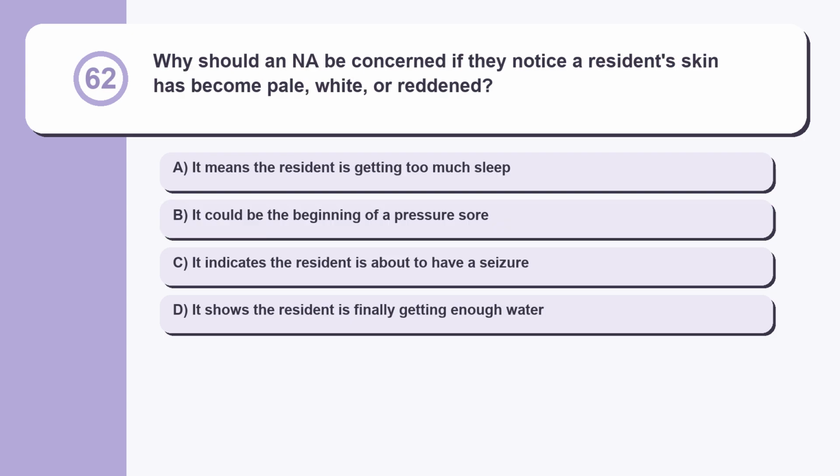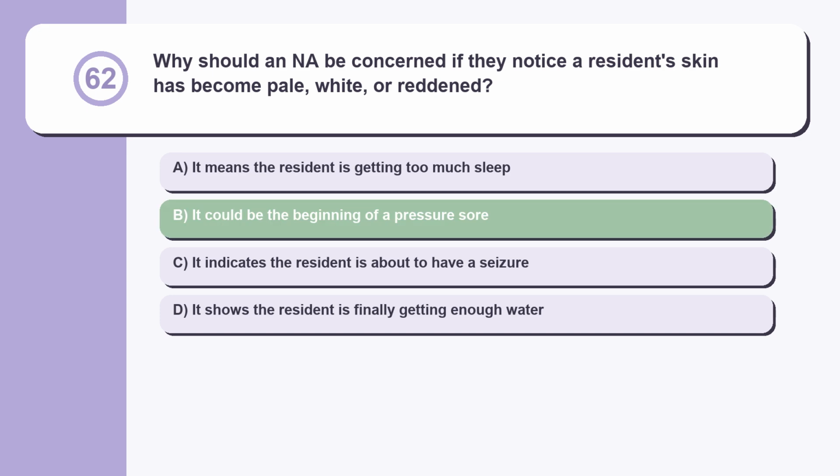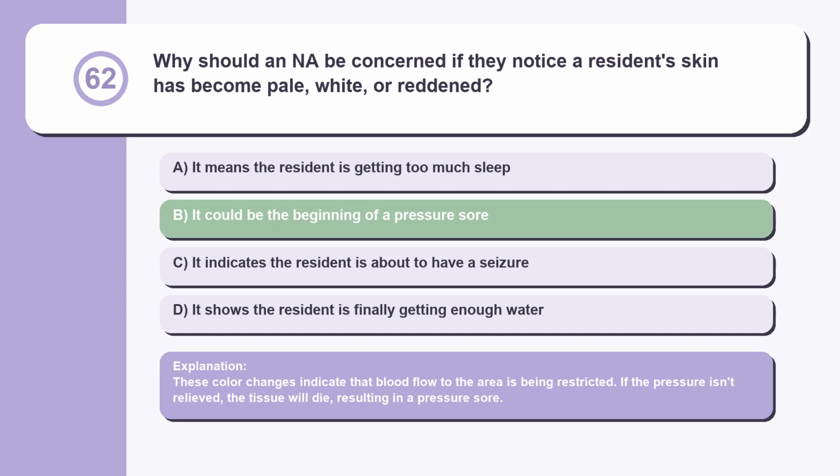Question 62. Why should a NA be concerned if they notice a resident's skin has become pale, white, or reddened? It means the resident is getting too much sleep. It could be the beginning of a pressure sore. It indicates the resident is about to have a seizure. It shows the resident is finally getting enough water. These color changes indicate that blood flow to the area is being restricted. If the pressure isn't relieved, the tissue will die, resulting in a pressure sore.